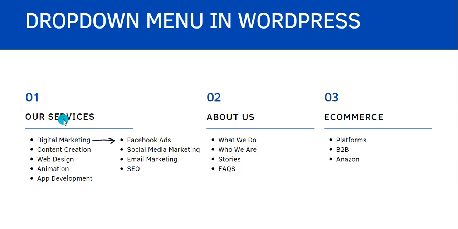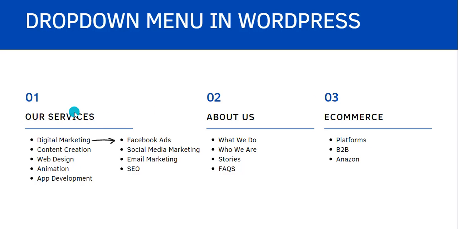Under our services, I have digital marketing, content creation, web design, animation, app development. Under about us, I have what we do, who we are, stories, FAQs, and under e-commerce, I have platforms, B2B. This is supposed to be Amazon. Sorry about the error. So these are my main pages, and these are my sub pages.